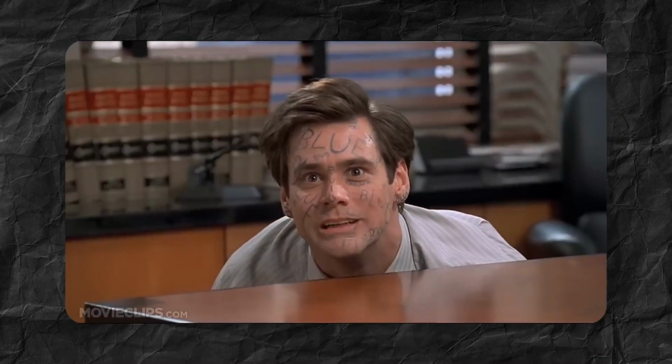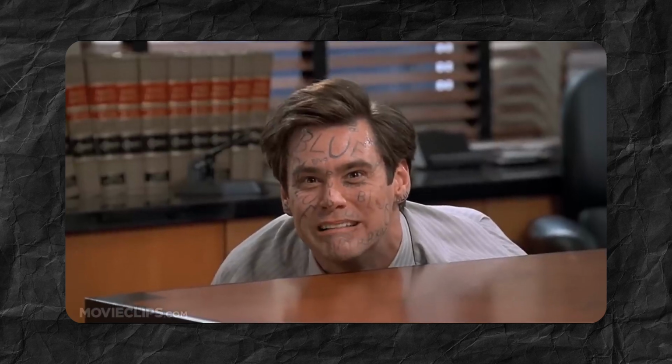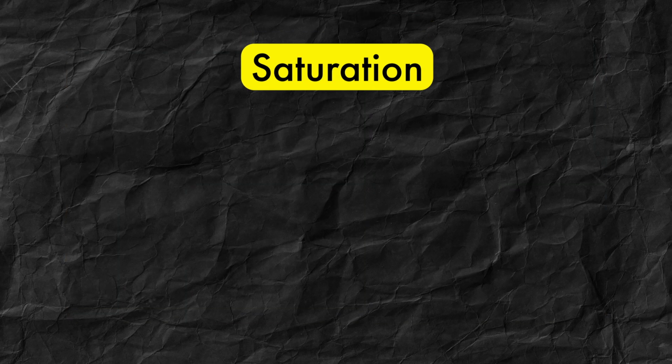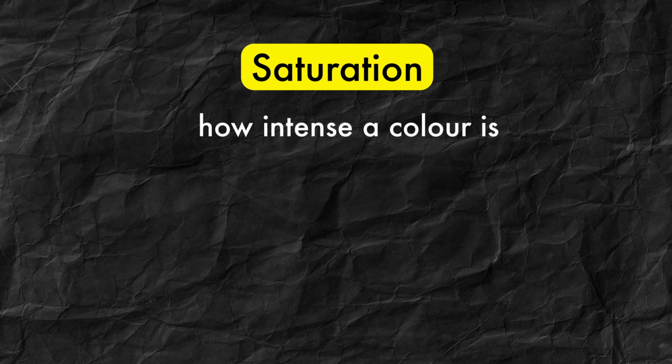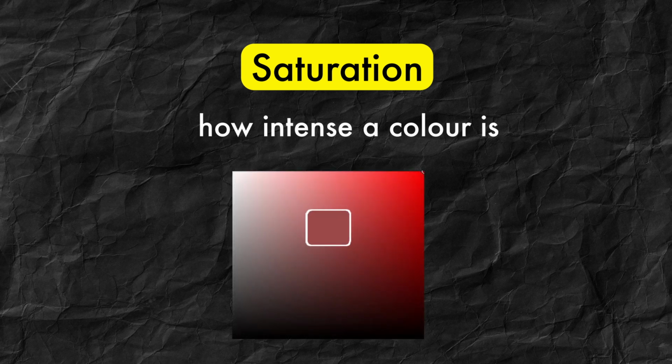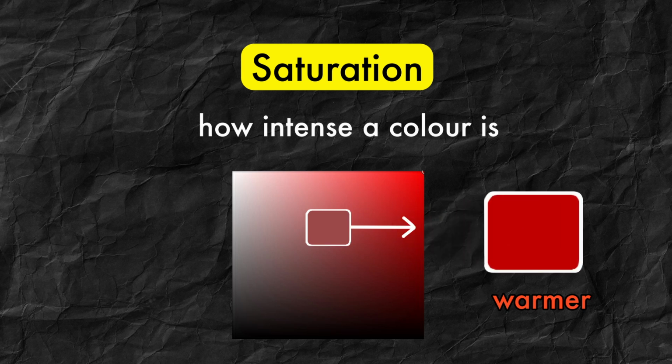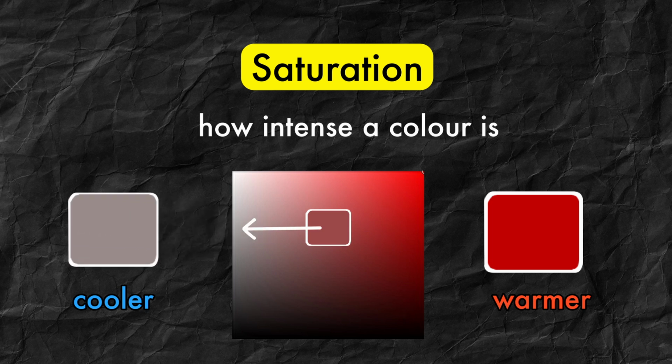The pen is blue. The pen is blue! Now we have saturation, which is how intense a color is. If we have this red color, I can make it even warmer by increasing its intensity and making it redder. On the other hand, I can make it cooler by decreasing its intensity and making it less red.